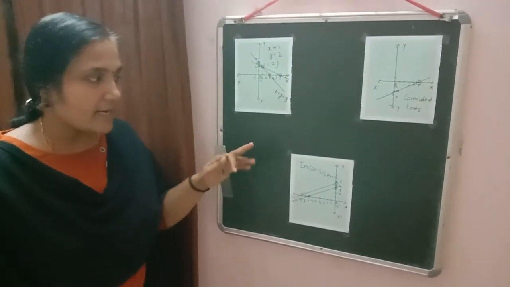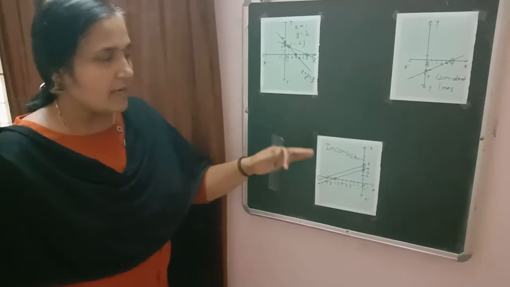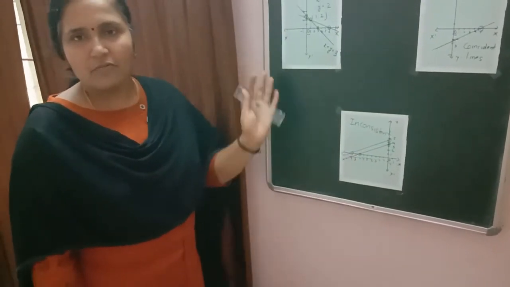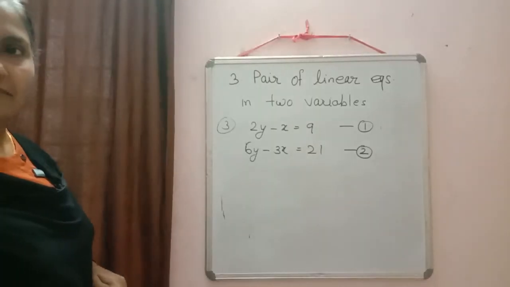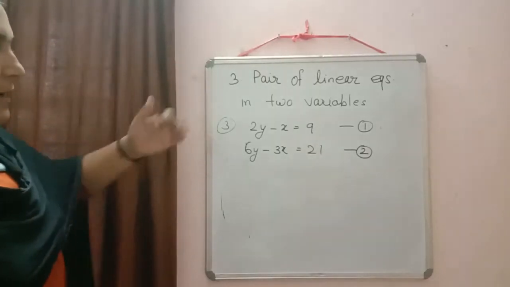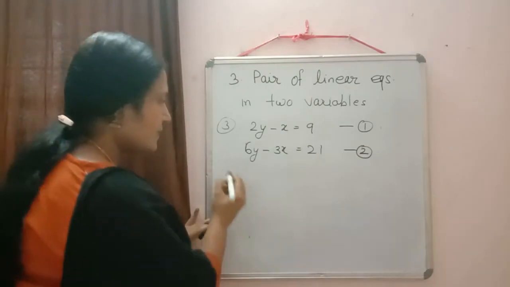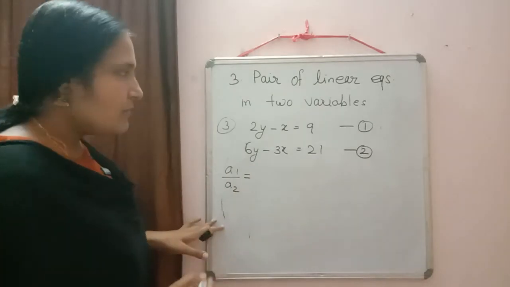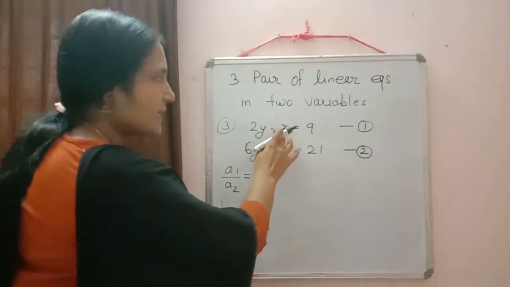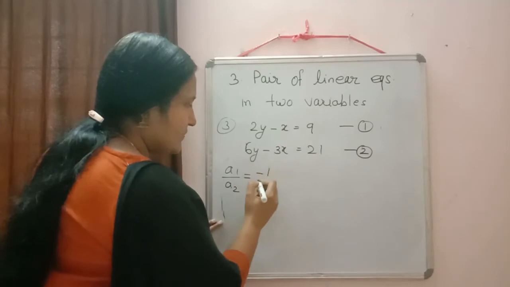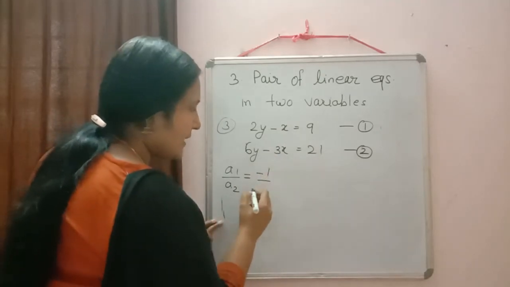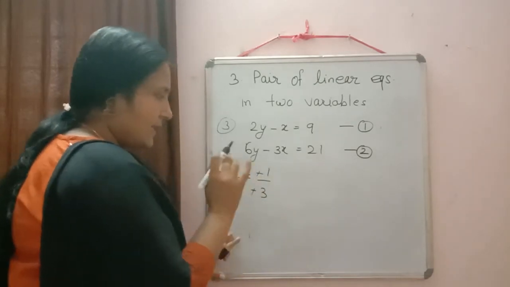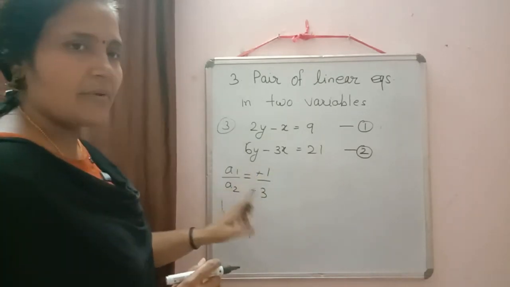Now we can check the condition. How can we say whether the graph of these 2 equations will be parallel? So again, moving on to the condition. Now again, we can compare the ratios. The coefficient of x we always take as a1 and a2. What is the coefficient of x in the first equation? Minus 1. And the coefficient of x in the second equation? Minus 3. So minus and minus will get cancelled. We are getting a1 by a2 is equal to 1 by 3.